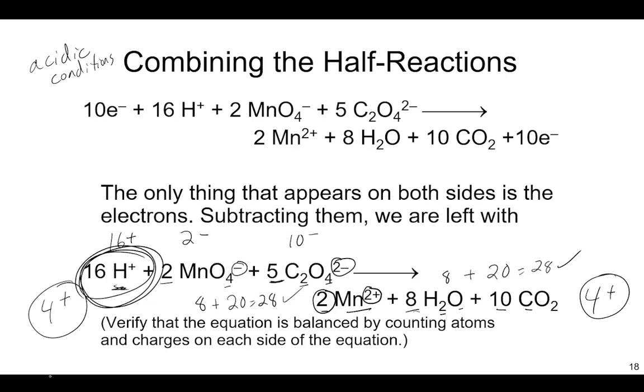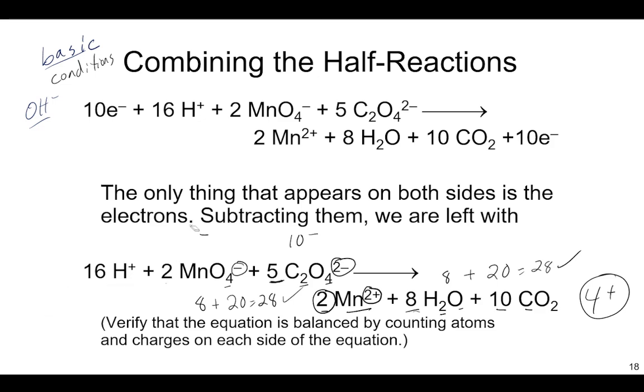If, however, the problem specified instead, balance the following reaction in basic conditions, well, there's an extra twist at the end. And that is that we can't leave H pluses floating around. We need to have OH minuses, or a base, floating around. So we will make one change at the end.